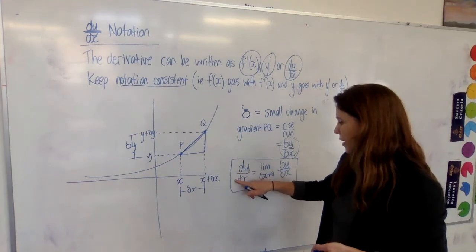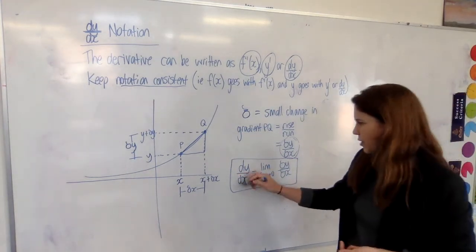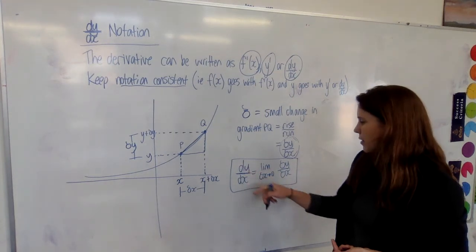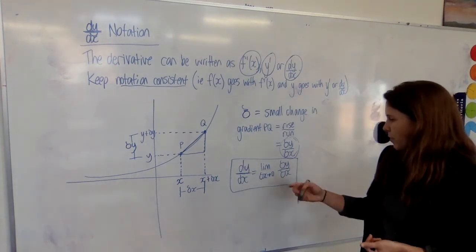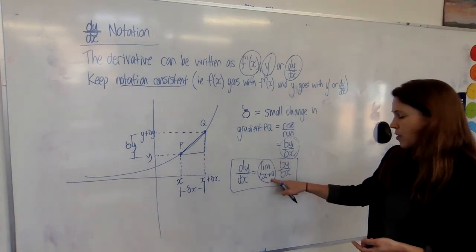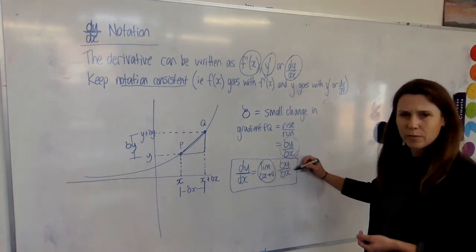This one looks like a fraction because it's written with this fraction line, which actually allows us to treat it like a fraction in a few tricky ways, but it's not strictly a fraction because it's actually a limit as change in x becomes very, very close to 0 of this, which is actually a fraction.